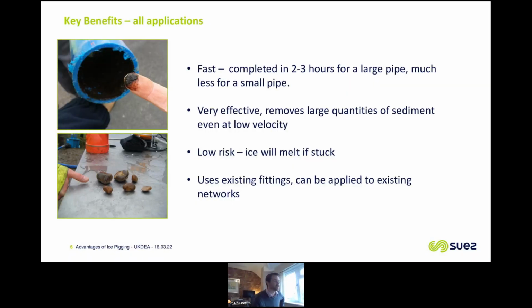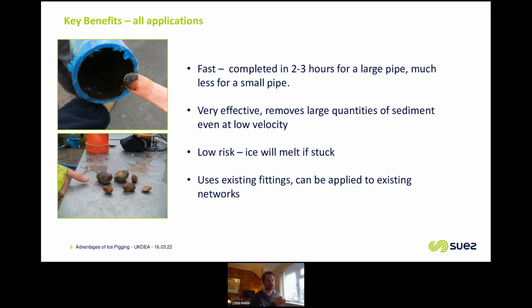Thank you very much. So the key benefits across all applications that we do it for: it's very, very fast, which means it can be done during shutdowns. It takes a couple of hours for a large pipe and less for a small pipe. It's really effective. It removes large quantities of sediment, even at low velocities, and the ice will melt, so if it ever does get stuck, which is very rare, you can allow the ice to melt.